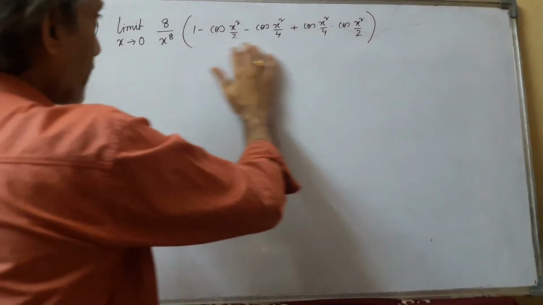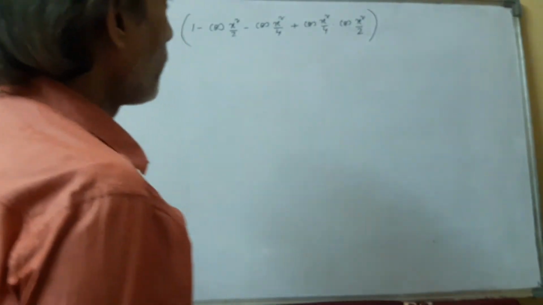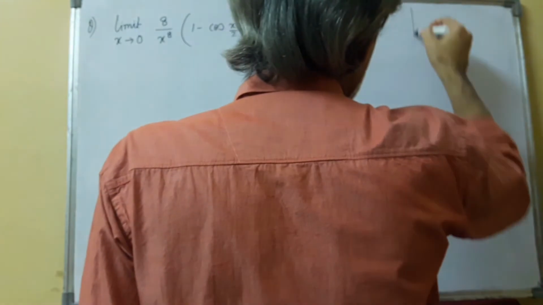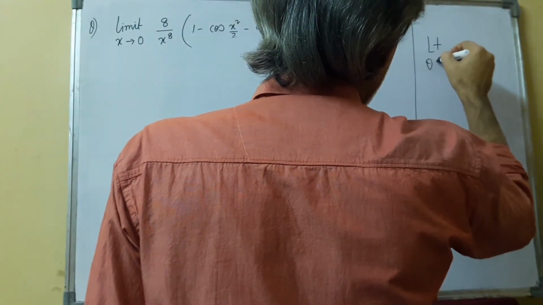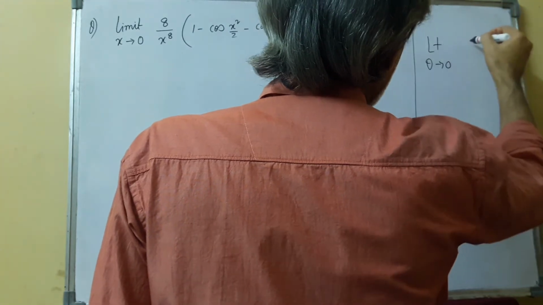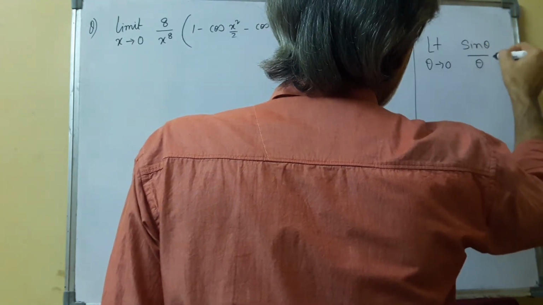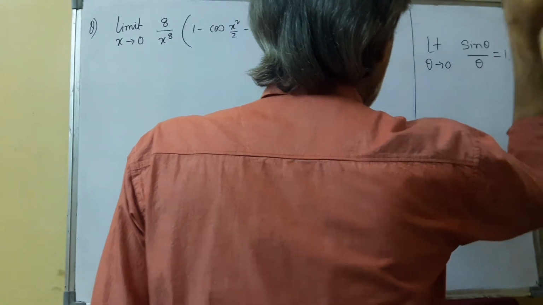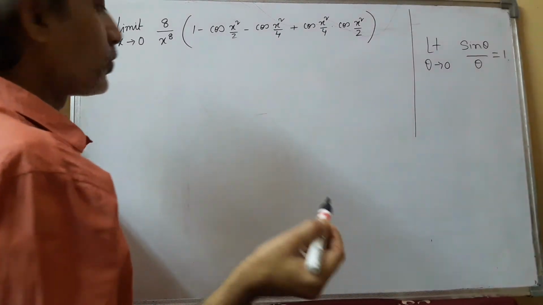It simply means there is some factor. We will have to factorize the numerator, and then we will try to change it into this form so that we can apply this. So let us see how to do this.